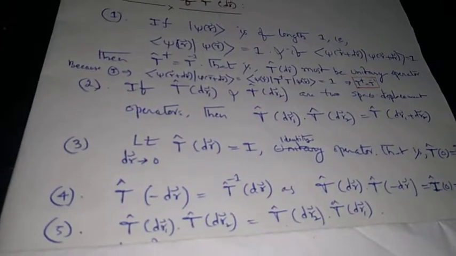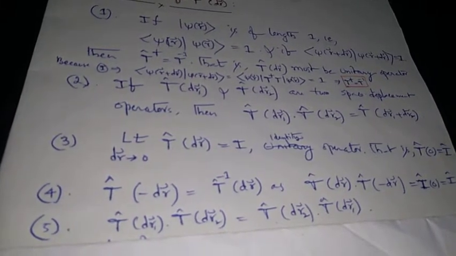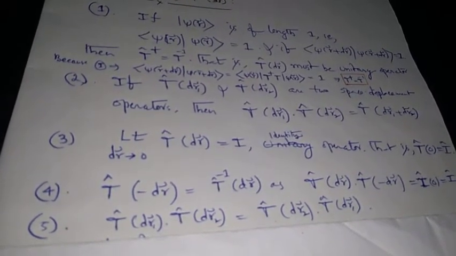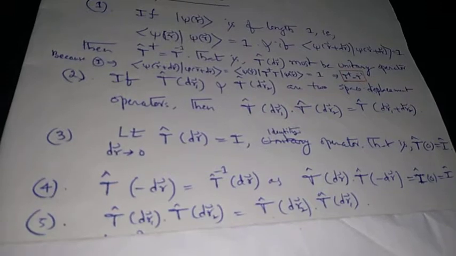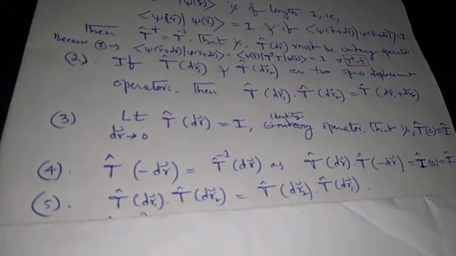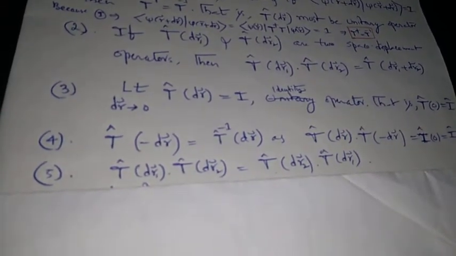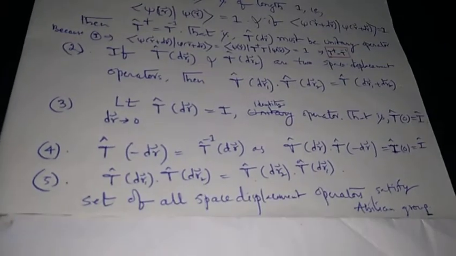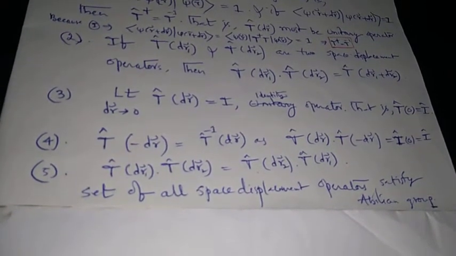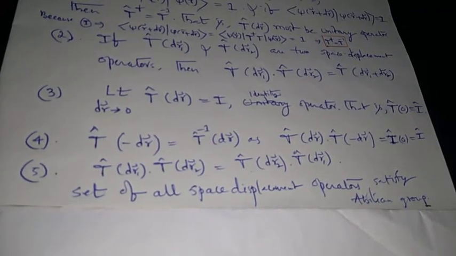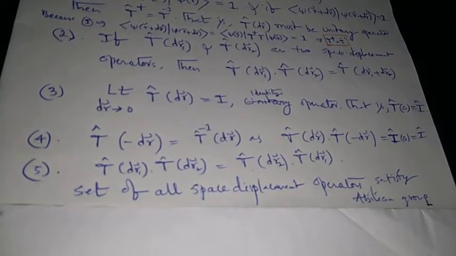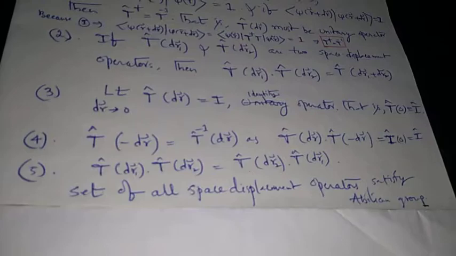So here we can call property number 2 the closure property, property number 3 the identity property, number 4 the inverse property, and number 5 the commutativity property. So we can say that the set of all space displacement operators satisfies the properties of an abelian group under multiplication.